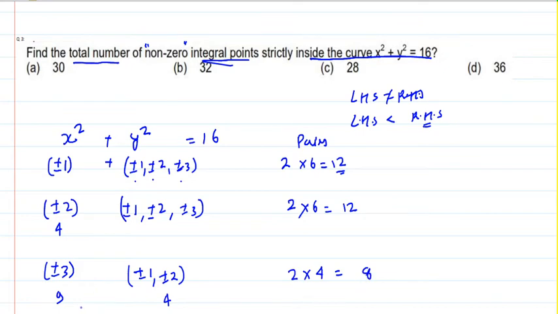If I increase X further, my left hand side becomes equal to the right hand side, which is not valid here. So how many solutions do we have, total integral pairs? 12 plus 12, 24, plus 8, 32. That appears to be answer option B.